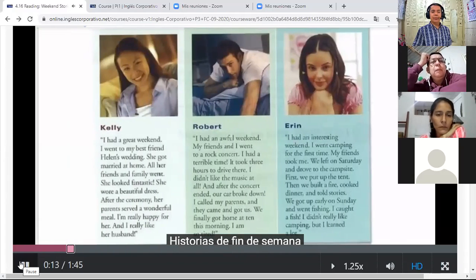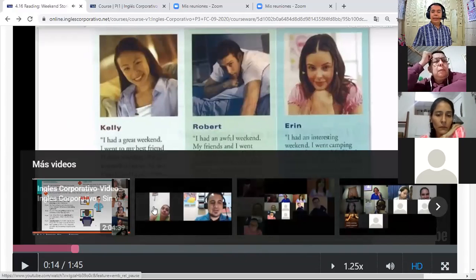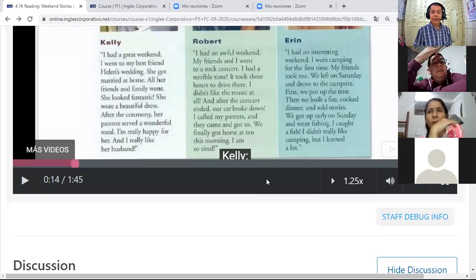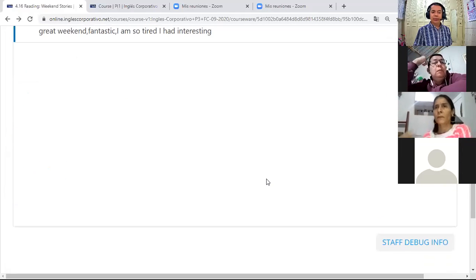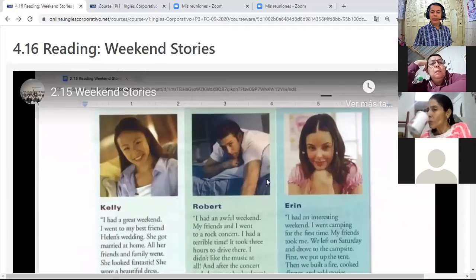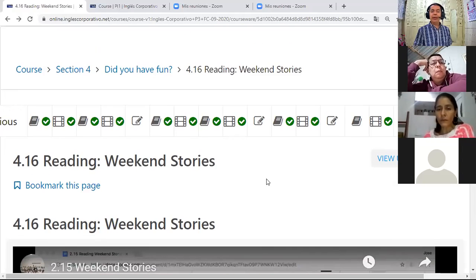Weekend Stories. Kelly. Okay, y pues ahí podemos leer lo que le pasó a Kelly, a Robert y a Erin, right? Si hay alguna palabra que no sepamos, podemos ir a Google, right? A googlear. Hasta la pronunciación nos aparece en Google, ¿verdad? La palabra que no sepamos. ¿Ok? Y luego contestamos nuestros comentarios acá, right? Sobre el video. That's it, right?